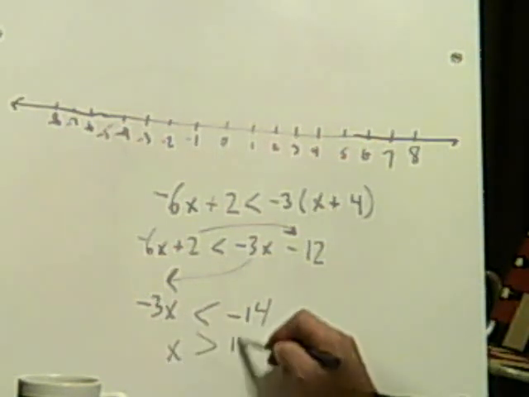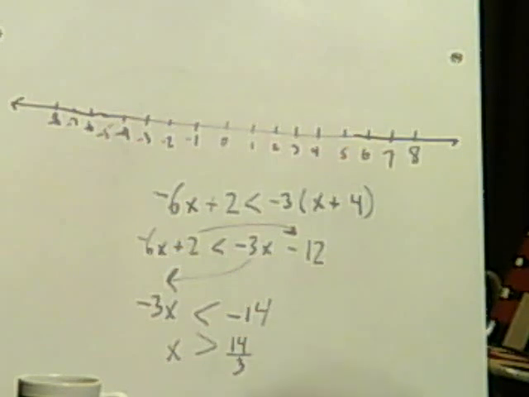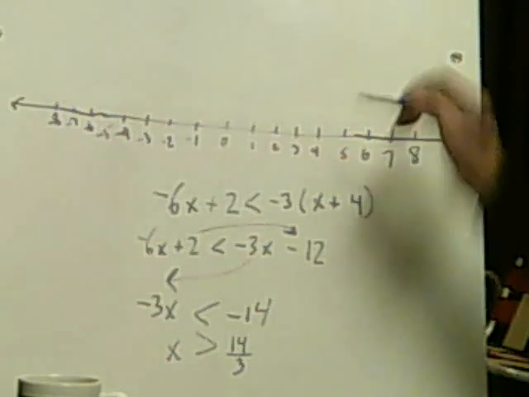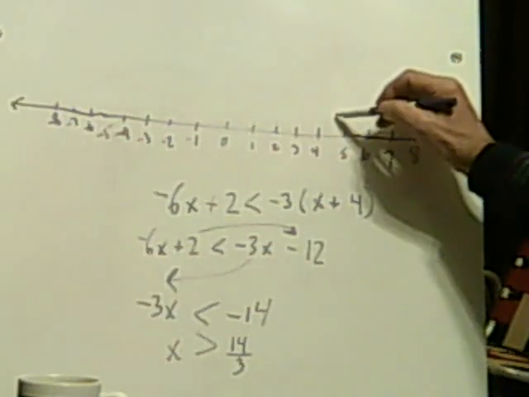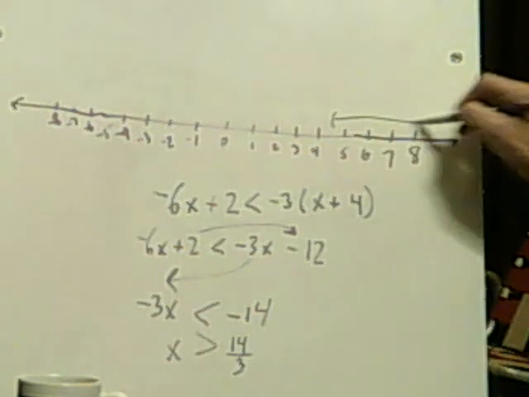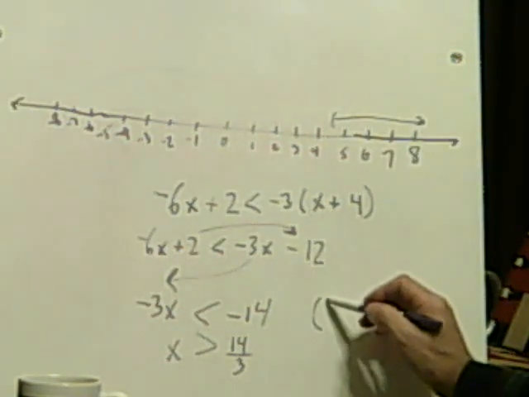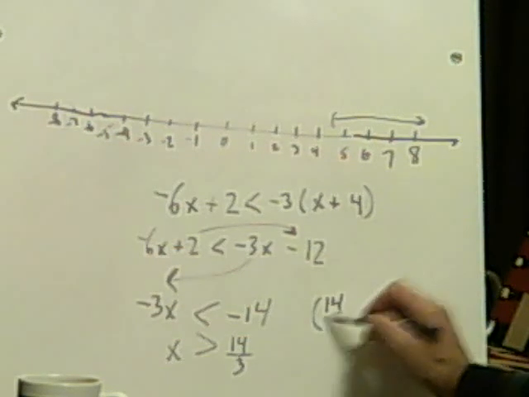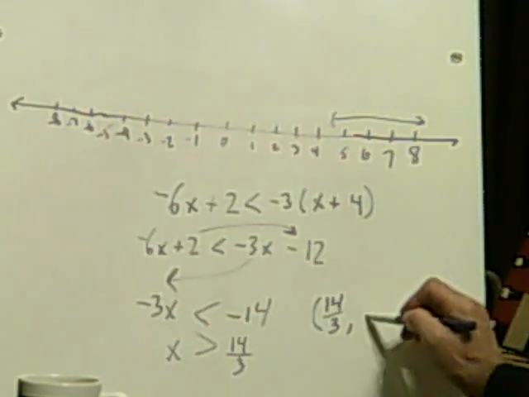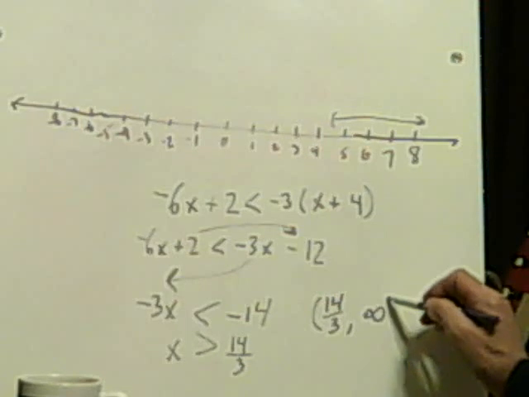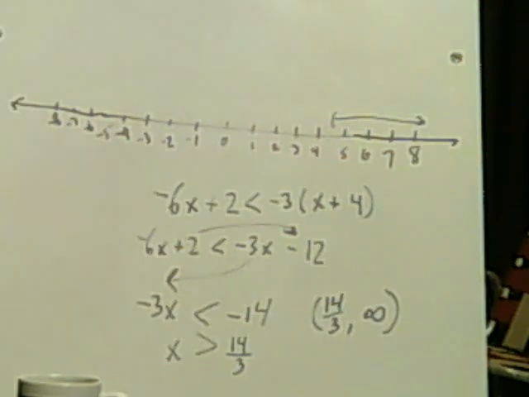We're going to basically move this negative 3 down here, changing this to a greater than sign. x is greater than 14 over 3. And 14 over 3 is 4 2/3. Somewhere around here, x is greater than that. So it's going to look like this. And the interval notation is going to read 14/3. Nothing wrong with that. And then go into infinity. And it's going to be greater than.